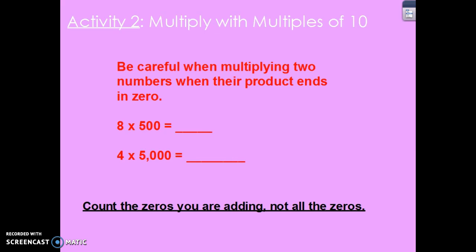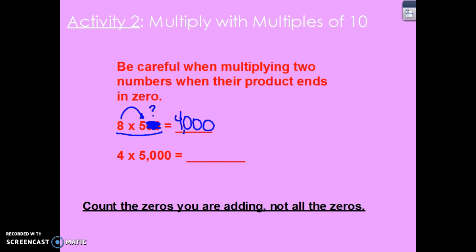So for example, we have 8 times 500. Well, I can cover up my zeros and do 8 times 5. 8 times 5 is 40. Then I ask myself, how many zeros did I cover up? Well, I covered up 2. So I'm going to add 2 zeros at the end. And so my answer is 4,000. I put the comma after every 3 numbers from right to left. So I go 1, 2, 3, comma.